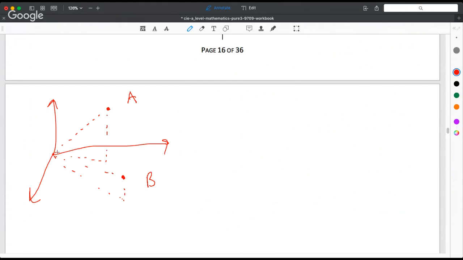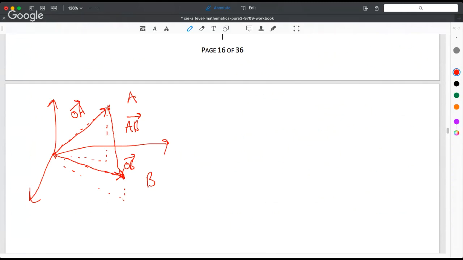Okay, so the position vector is the line that takes you from the origin to the point, and it's denoted by OA, with this line telling you going from O to A. And likewise, the one for B is written like this. If we want to figure out what AB is, so AB is the position vector going from A to B, how would we figure that out?